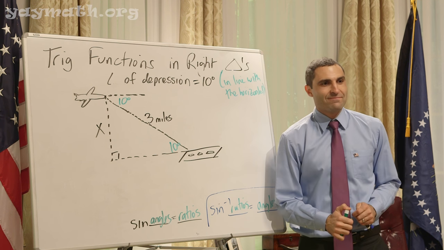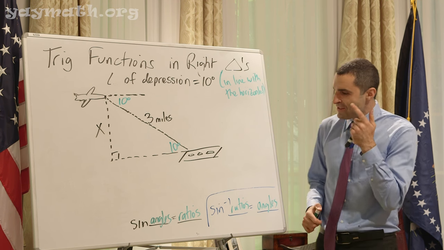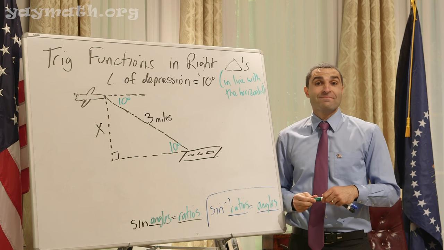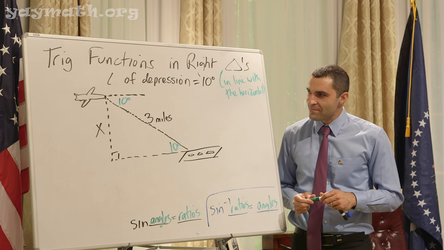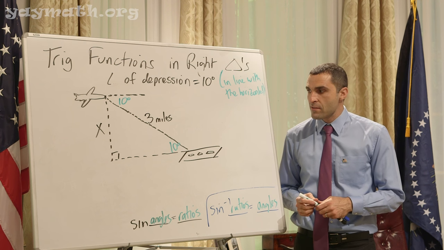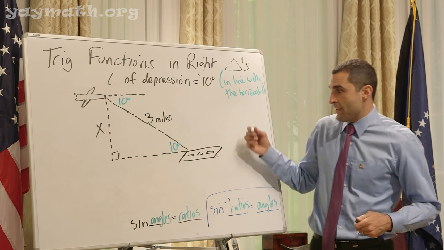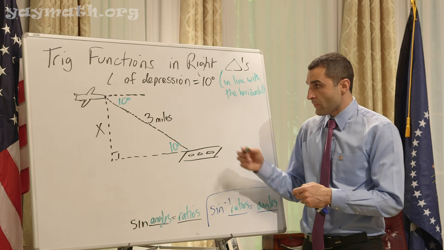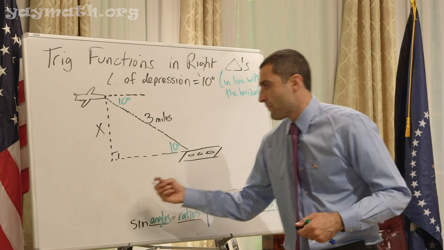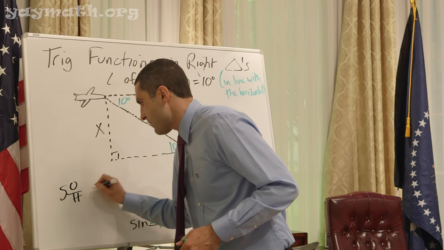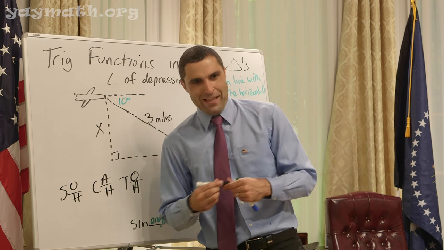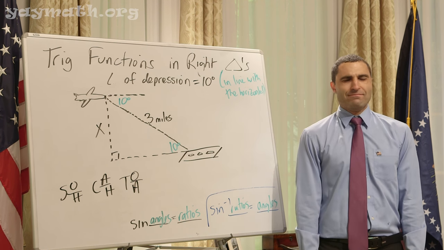SOHCAHTOA. What do you got? Are you actually doing the work? Can you tell me the equation, please? Tan 10 equals 3 over x, right? Tangent equals opposite over adjacent. No, x over 3, that's wrong, I lied.